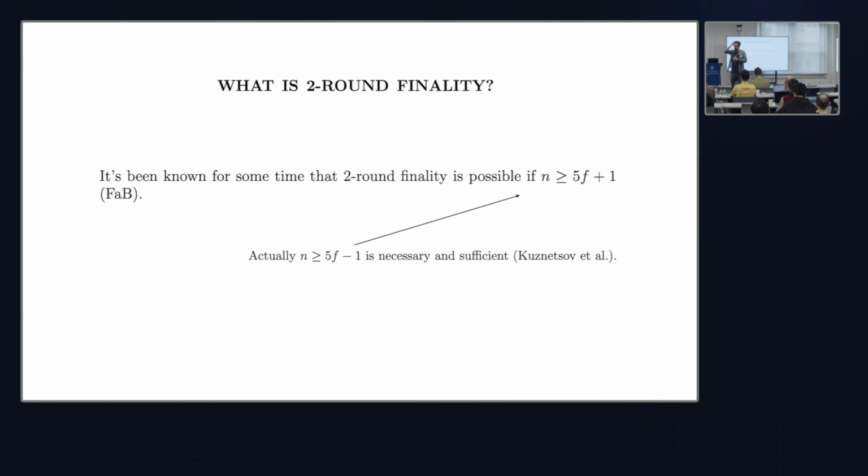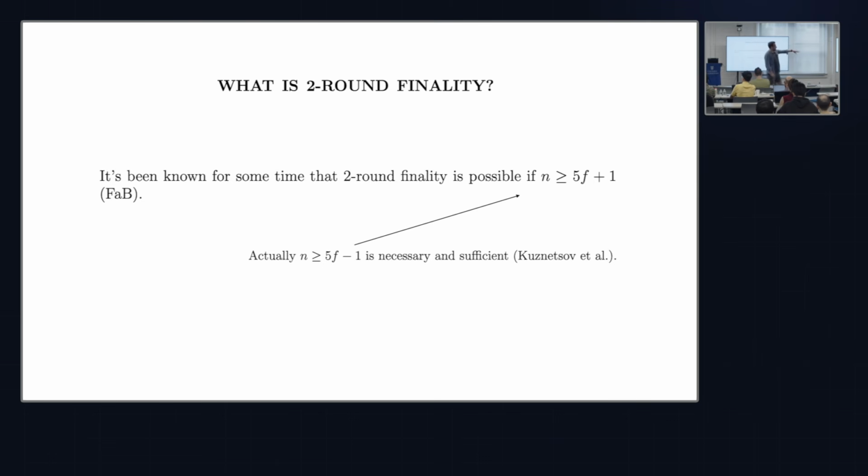And actually, we've known for some time that it is, right? So actually, 2-round finality is possible so long as we're prepared to make stronger assumptions on the size of the adversary, the number of faulty processors. Particularly, if n is greater than 5f plus 1, then you can do it, and actually it's possible even only if n is greater than 5f minus 1.